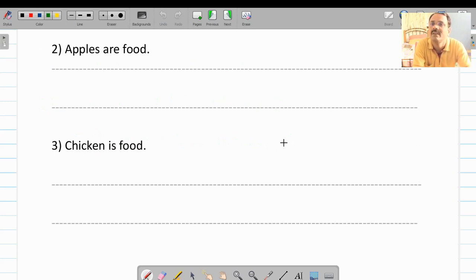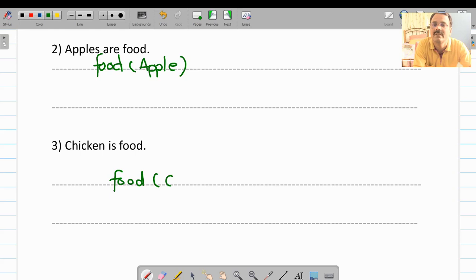Apples are food. Simple statement, single predicate. So its clause form will be as it is. Food already we have defined it in the same way. Food, apple. This is the required clause form. Similarly, third sentence, food, chicken. This is the required clause form.